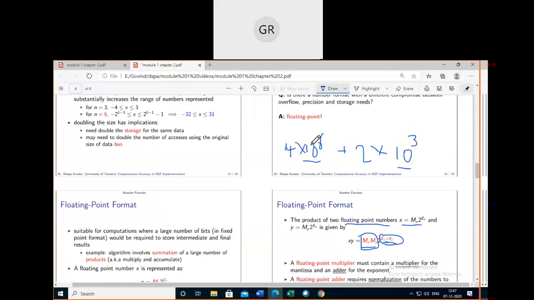It's not possible to do the addition of these directly. Then what can we do here? We can make these exponent values the same. Then we can perform the floating point addition.